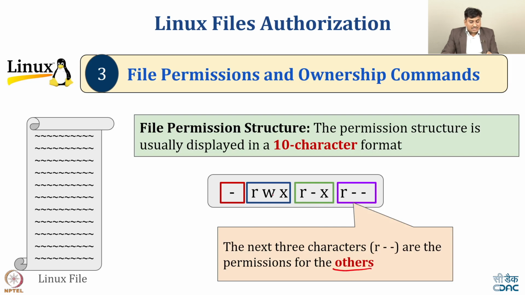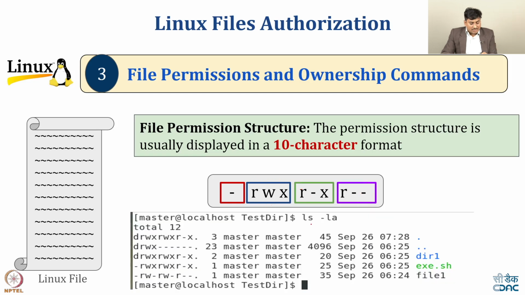So this r means that he has the read permission, and a dash means he doesn't have the write permission, as well as the execute permission. In this case, he has the read permission, but he doesn't have the write permission, but he has the execute permission. Here, for the owner, he has the read permission, write permission as well as the execute permission, okay. So let's take an example here.